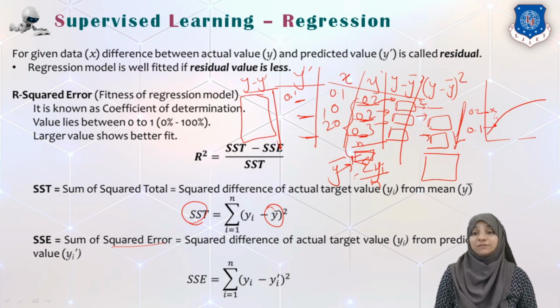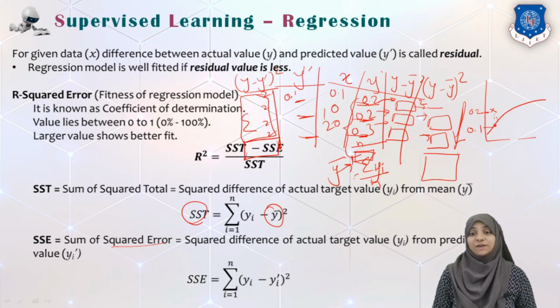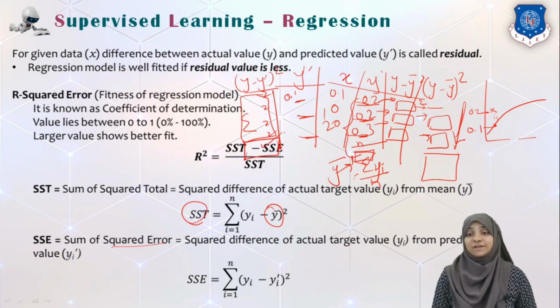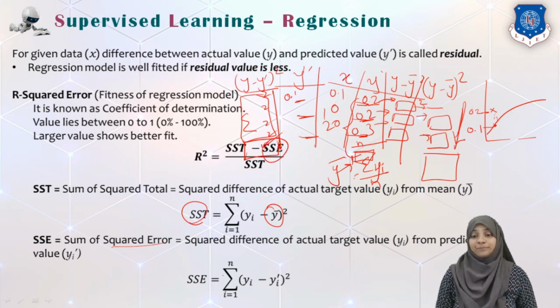Later on we will square it. So the sum of individual terms squared will be taken, and at the end we will perform their summation. So the addition of all these squared terms is nothing but the sum of squared error.